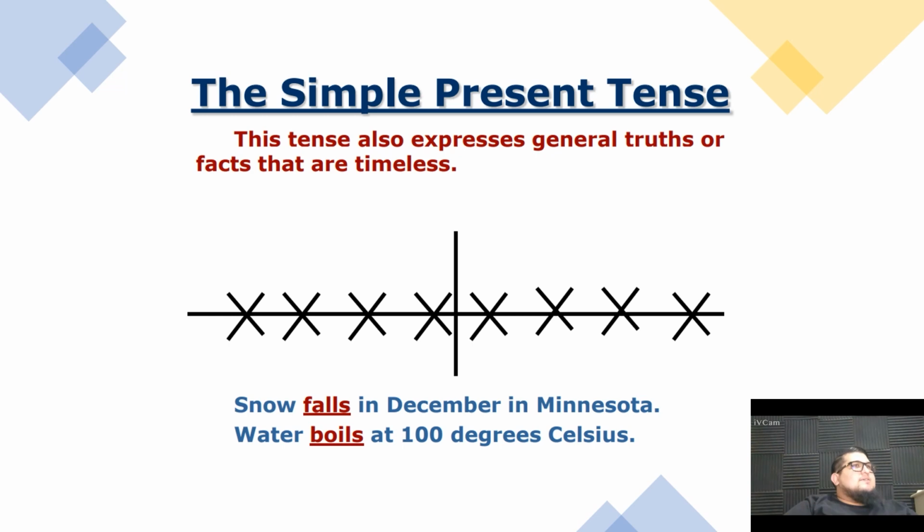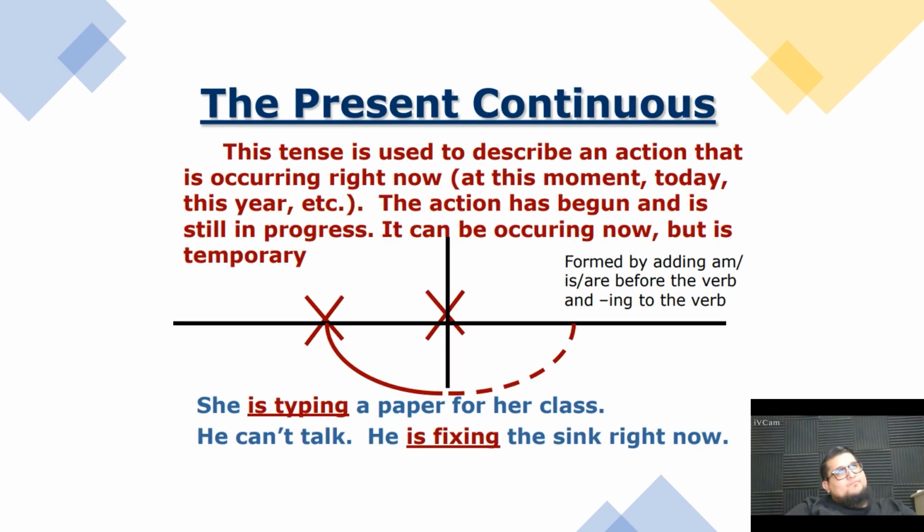The simple present tense. This tense also expresses general truths or facts that are timeless. For example, snow falls in December in Minnesota. Water boils at 100 degrees Celsius.